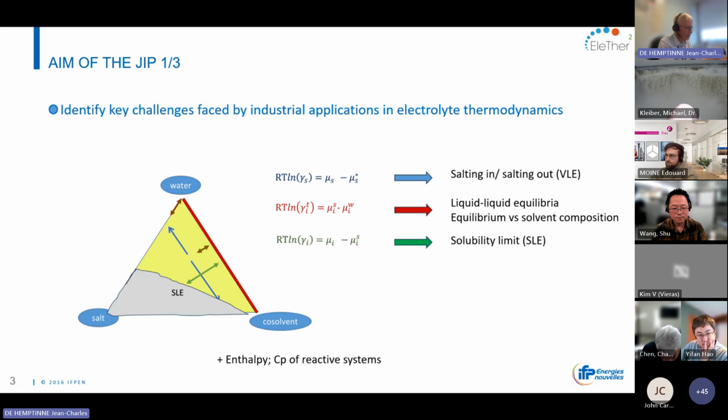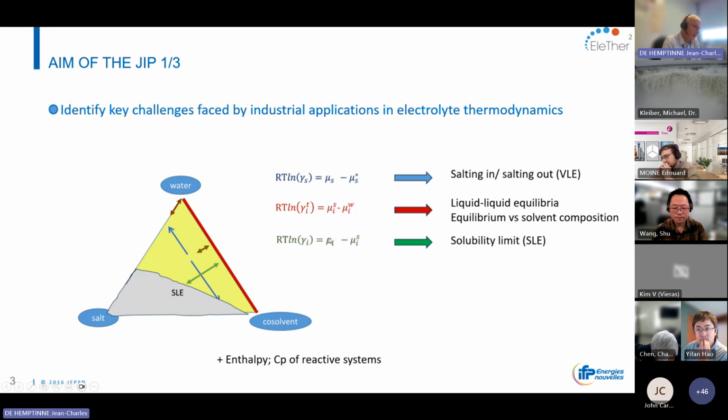And the aim of this joint industry project, I put three items, is threefold. The first aim is to identify as well as possible what the challenges are that applications are faced with. And if I summarize, I believe there are three ways to look at it, in terms of the difference between chemical potentials. One is looking at the solvents, or at least the neutral molecules, and how the impact of salt is modifying the behavior of the VLE, which is generally called salting in or salting out.